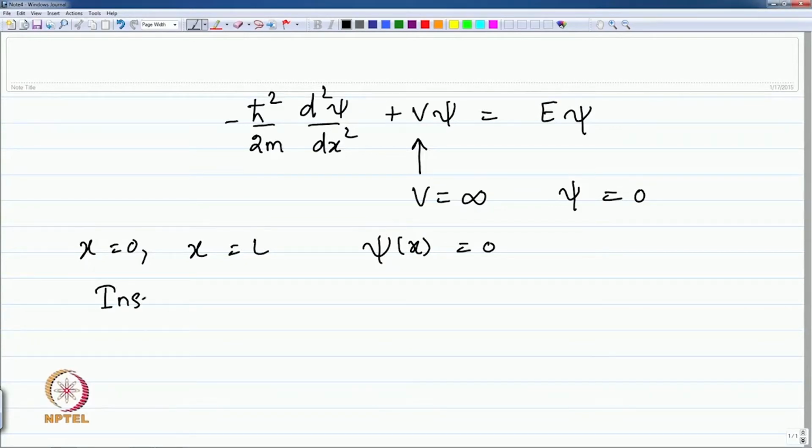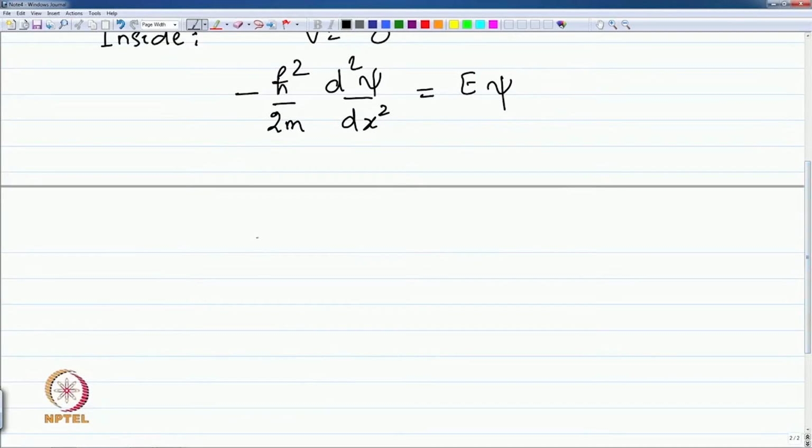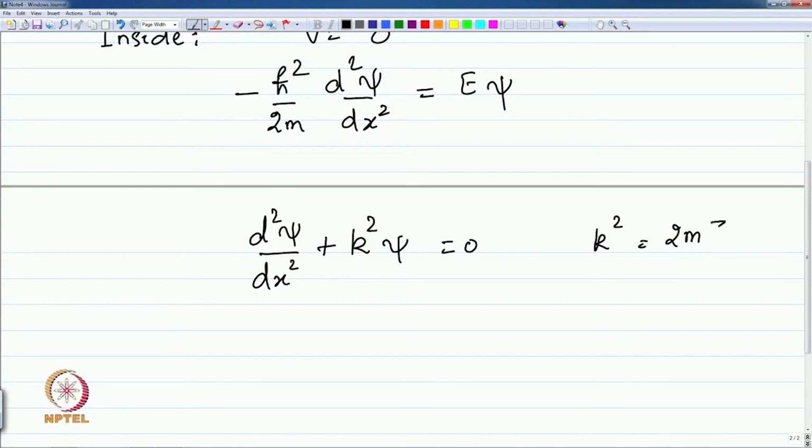Inside the box, we have V is 0. Therefore, what we have is minus h bar squared by 2m d squared psi by dx squared is equal to E psi. The total energy, because there is no potential inside the box. We shall solve this in a very quick manner, namely d squared psi by dx squared plus a positive constant k squared psi is equal to 0, where k squared is 2mE by h bar squared.